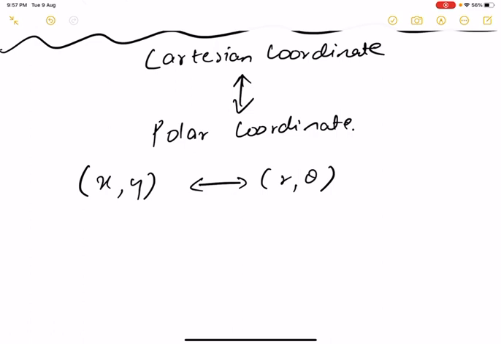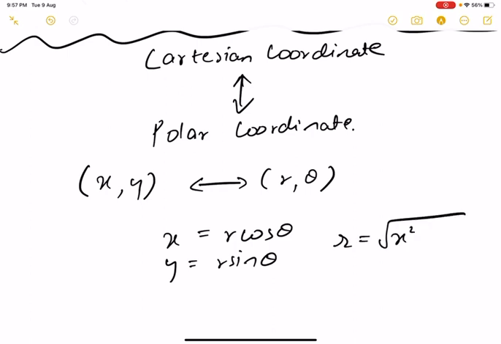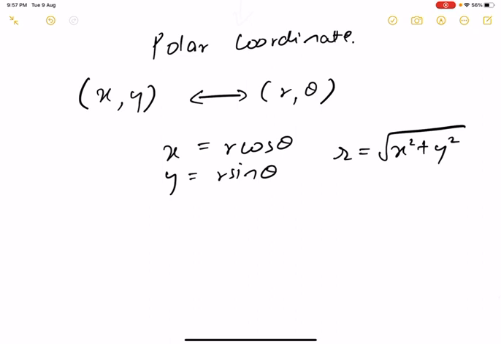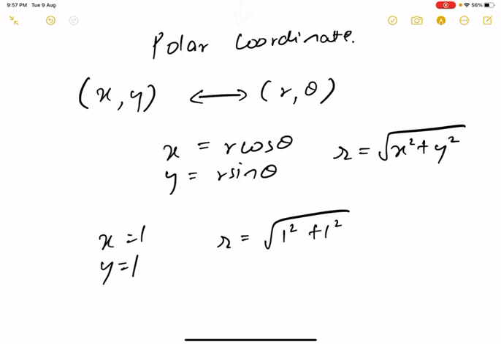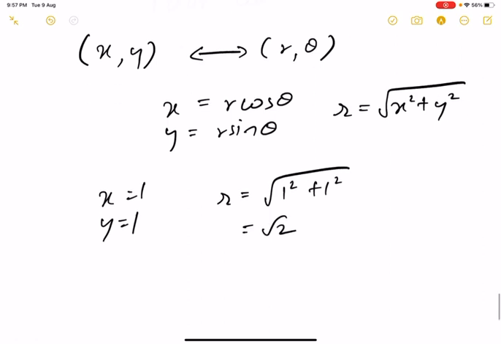We have 3 relations. The relations are x is equal to r cos theta, y is equal to r sin theta, and finally r is equal to square root of x square plus y square. Now let's say your x is equal to 1, y is equal to 1. What will be your r? Your r will be 1 square plus 1 square, which is root 2.